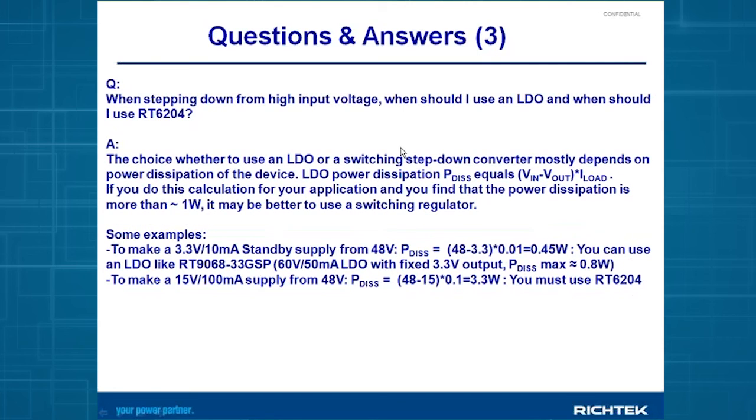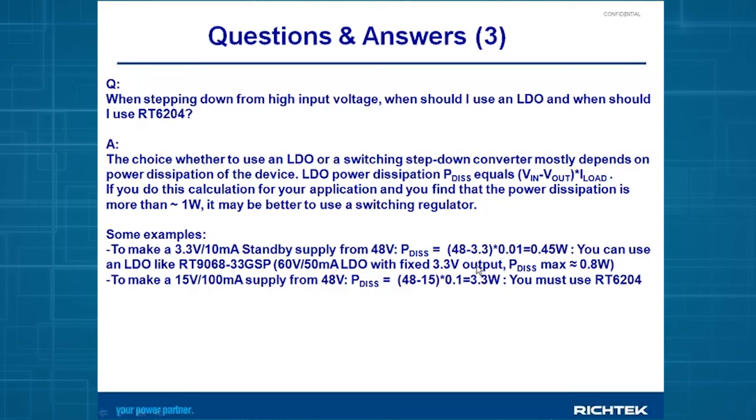Another question, when do you use an LDO for step down and when do you use RT6204? Basically the choice whether you use an LDO or not depends on the LDO power dissipation. The power dissipation of a linear regulator equals the voltage drop across the regulator times the load current. So if you do this calculation, V in minus V out times I load for your application, and you find that the power dissipation will become more than 1 watt, it is probably better to use a switching regulator like the RT6204. Some examples.